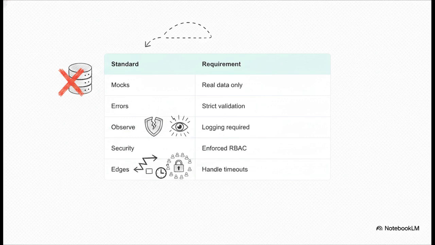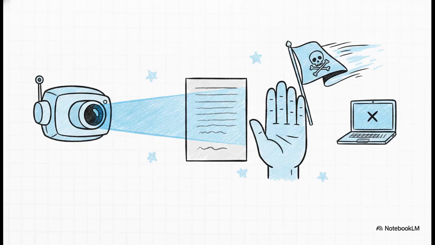Your acceptance criteria has to hit every single one of these marks. No mock data in the main application code. Save that for the test suites. Every single external call needs rigorous error handling. You absolutely need observability, like structured logging. Security measures like RBAC are non-negotiable, and you better have a plan for edge cases like timeouts and empty states. And we definitely don't run on the honor system here.